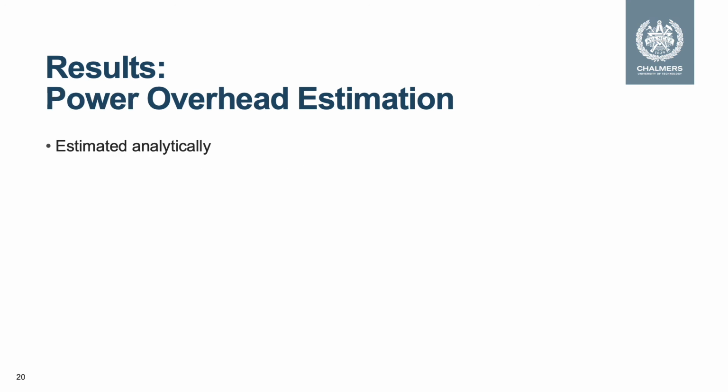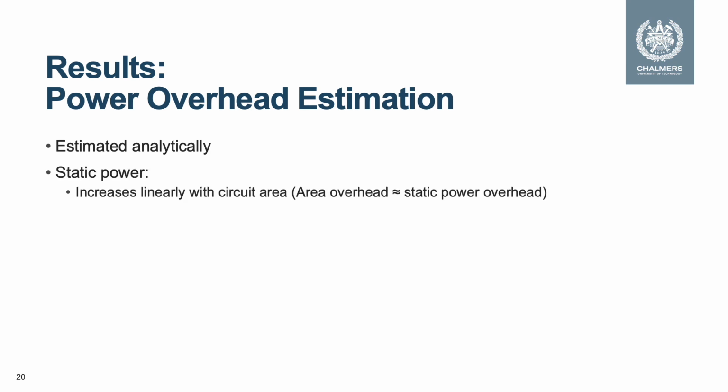We have also carried out an analytic estimation of the power overhead. When it comes to static power, the increase is linear with the circuit area. This means that the static power overhead is roughly the same as the increase in circuit area, hence a bit less than 1%. For dynamic power, our conclusion is that the overhead is less than the overhead would be if we would increase the size of the register file by 2x.